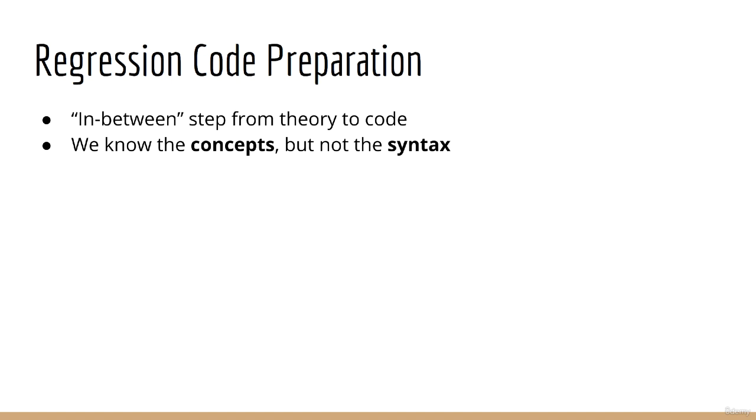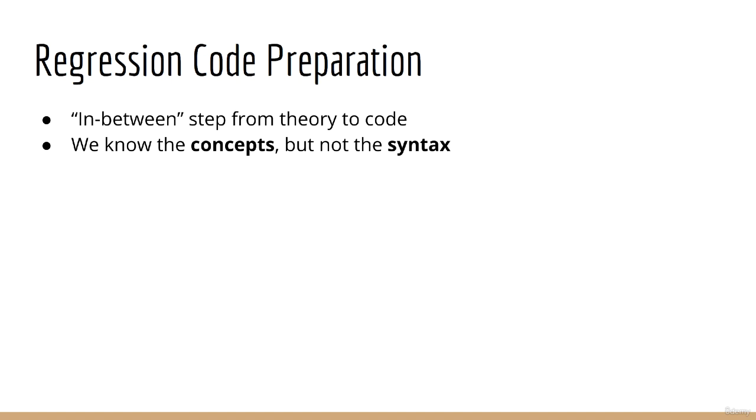In this lecture, we are going to do what I call code preparation. It's like the in-between step that will help us get from theory to code. So we know what each of the steps are, and we know conceptually how they work. The next question is, what's the right syntax in PyTorch to actually make it work? I like to think of this like how I think of learning programming languages.